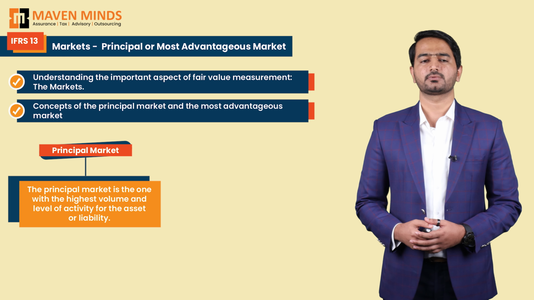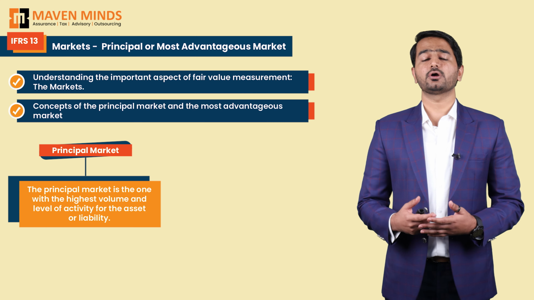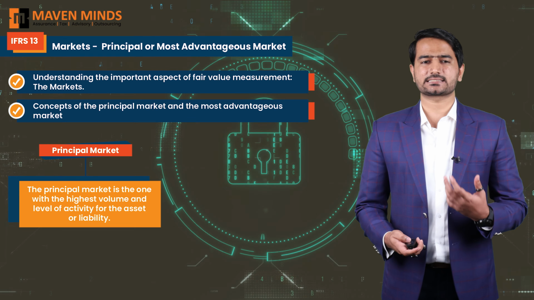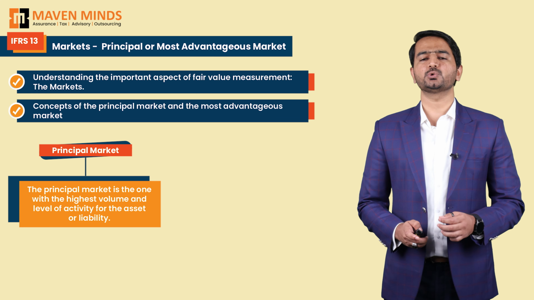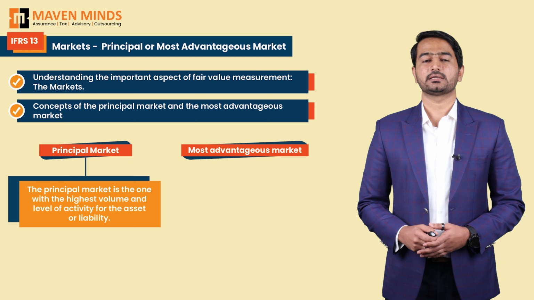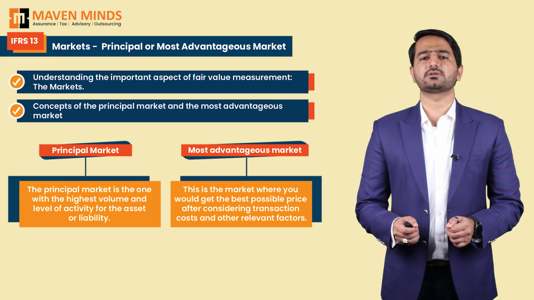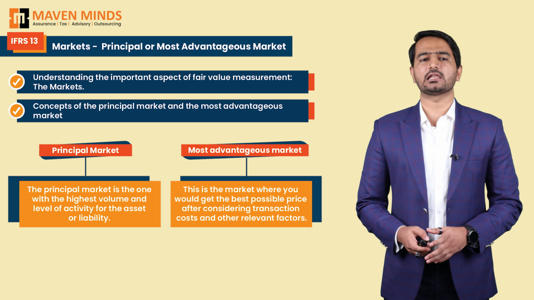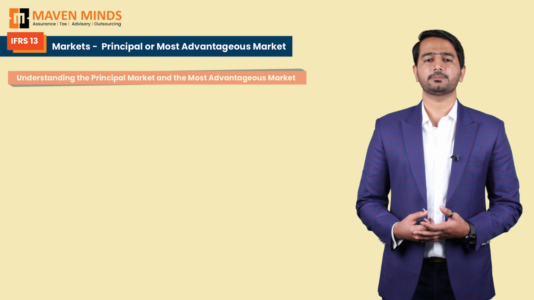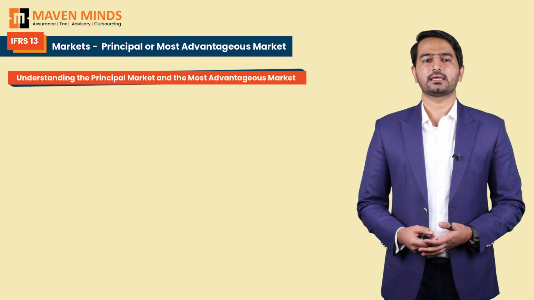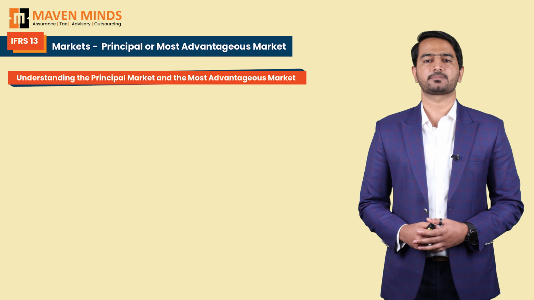liability's fair value. But what if there is not a clear principal market, or if the principal market is not accessible? In that case, IFRS 13 tells us to use the most advantageous market. This is the market where you get the best possible price after considering transaction cost and other relevant factors. Let's dive deeper into the concept of principal market and the most advantageous market, as these are crucial when determining fair value under IFRS 13.